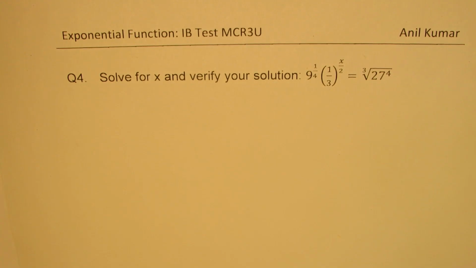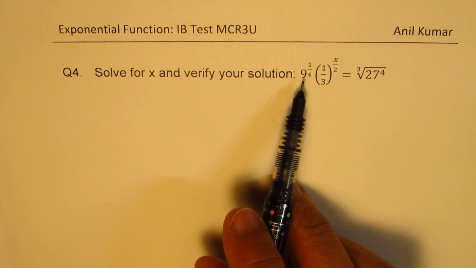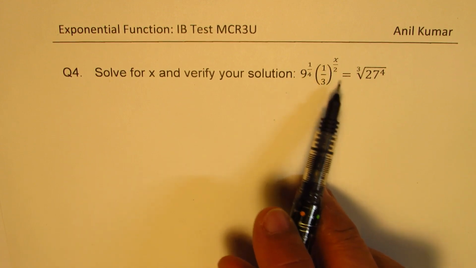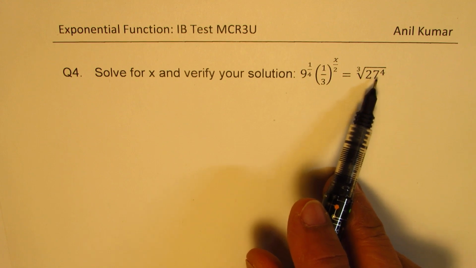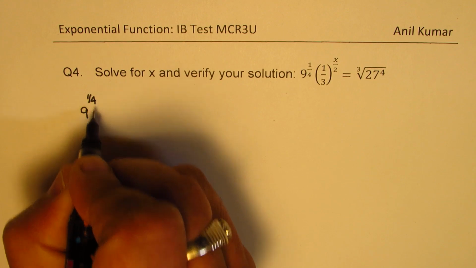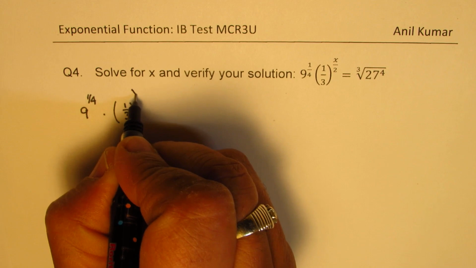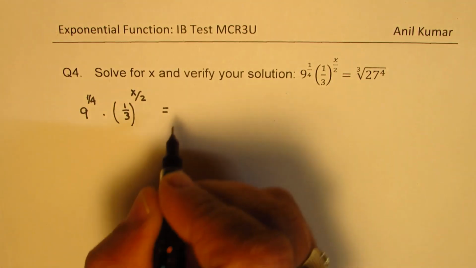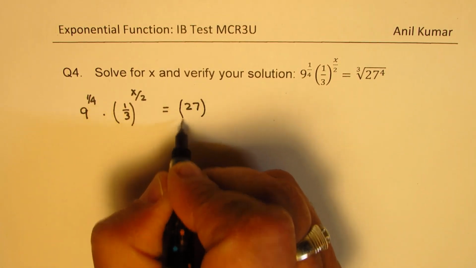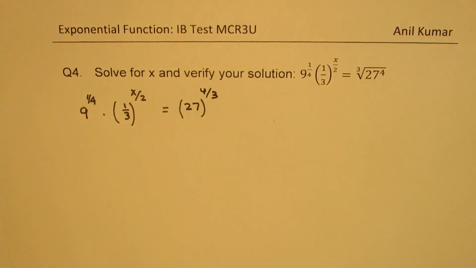Now let's take up the last question in the set of these 4, and after this we'll actually take the complete test paper. Solve for x and verify your solution. 9 to the power of 1 over 4 times 1 over 3 to the power of x over 2 equals the cube root of 27 to the power of 4. So let's rewrite this question. It says 9 to the power of 1 over 4 times 1 over 3 to the power of x over 2 is equal to 27 to the power of 4 over 3, right? So that is the question for us.